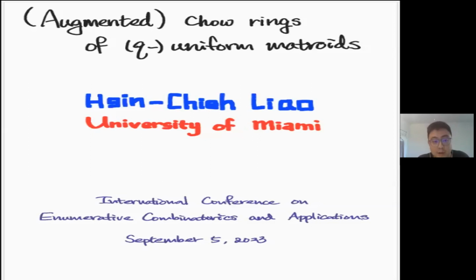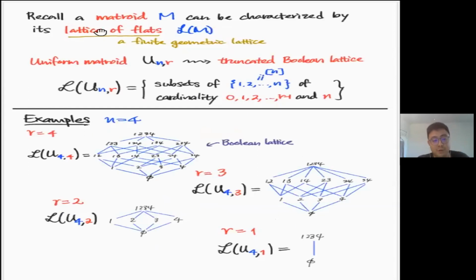Today I want to talk about the Chow rings and augmented Chow rings of uniform matroids and q-uniform matroids. Let's first recall that a matroid M can be characterized by its lattice of flats L_M, which is a finite geometric lattice. In particular, we care about the uniform matroid U_{n,r}, where r is the rank of the matroid and the ground set is 1, 2, 3, up to n.